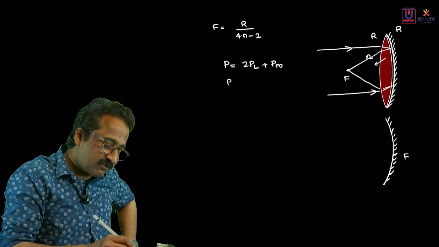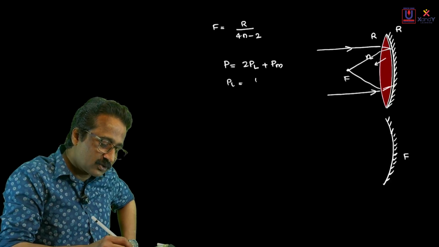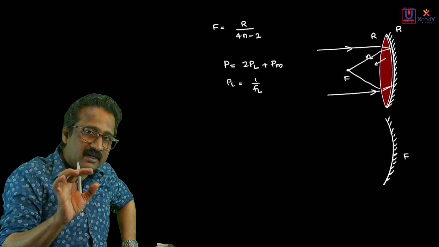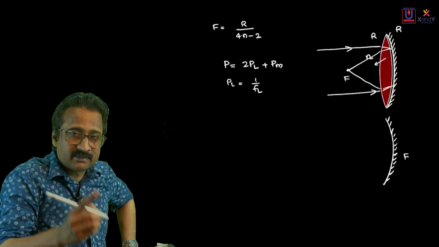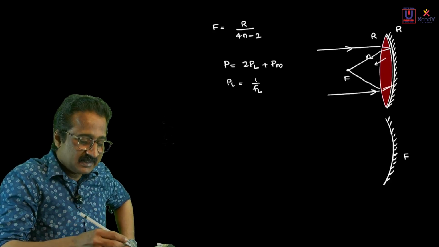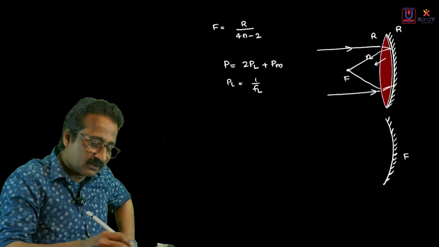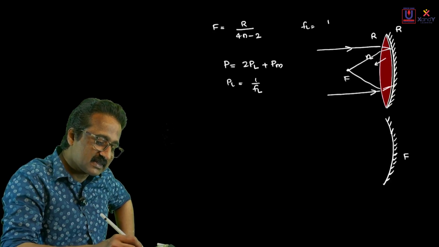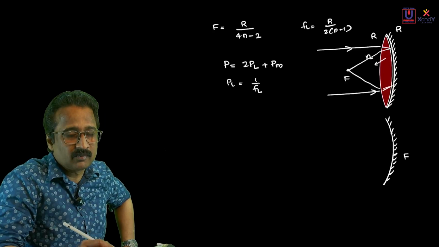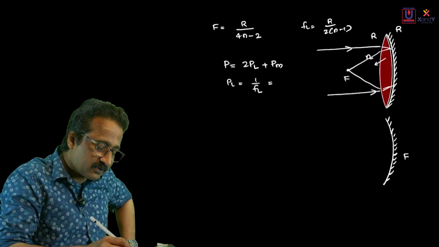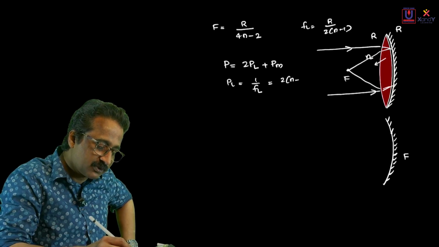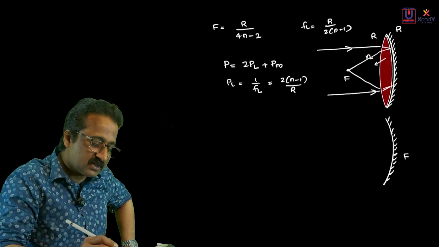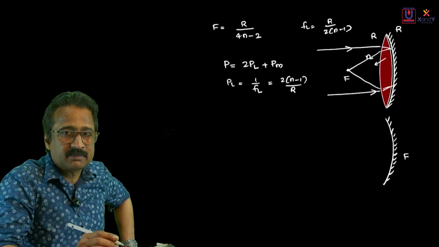Now what is power of lens? Power of lens is equal to 1 by F of the lens. Here L stands for lens. Now FL, focal length of lens. Remember, this is an equiconvex lens. Equiconvex lens has a focal length. You know that focal length of equiconvex lens is r by 2 into n minus 1. That is the focal length of equiconvex lens. So when it becomes power, of course, it is 1 by r by 2 into n minus 1. In other words, when you take the reciprocal, you will have 2 into n minus 1 divided by r. This is the power of the lens part.